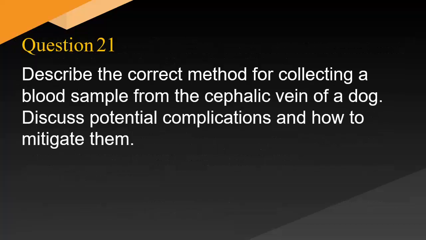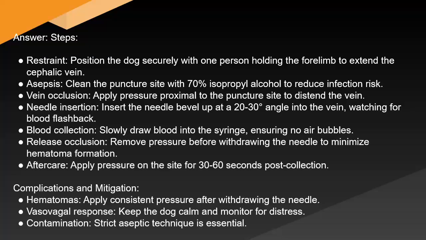Describe the correct method for collecting a blood sample from the cephalic vein of a dog. Discuss potential complications and how to mitigate them. Answer: steps. Restrain. Position the dog securely with one person holding the forelimb to extend the cephalic vein. Asepsis. Clean the puncture site with 70% isopropyl alcohol to reduce infection risk. Vein occlusion. Apply pressure proximal to the puncture site to distend the vein.